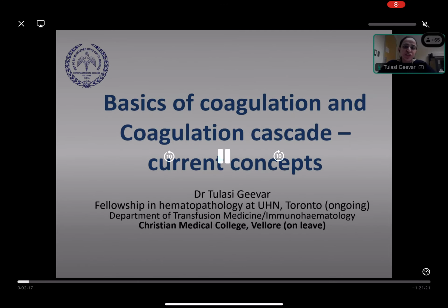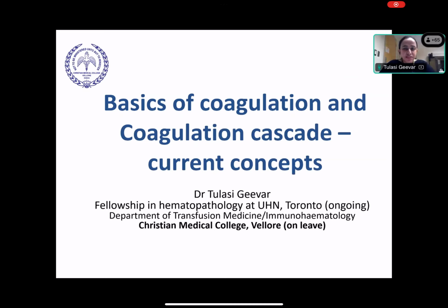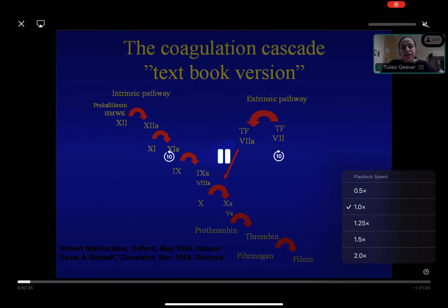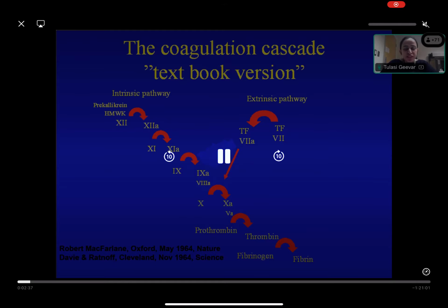So I'll be talking about the basics of coagulation and the coagulation cascade. This is a coagulation cascade, which I call the textbook version, which you'll all be familiar with: the extrinsic pathway and the intrinsic pathway, where the extrinsic pathway starts with the exposure of tissue factor.